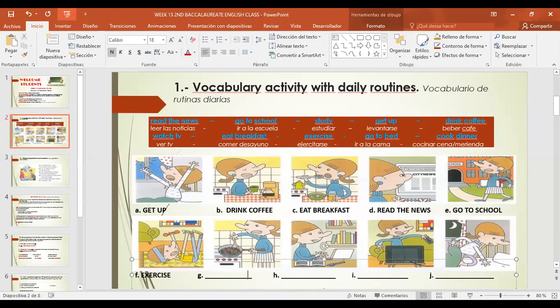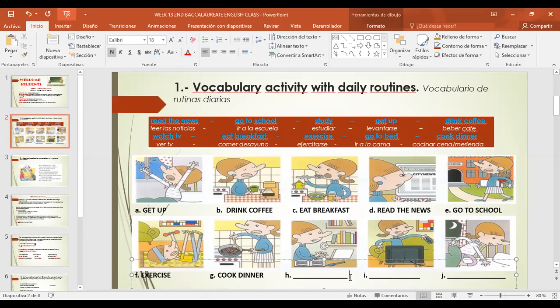Okay, look at the picture. What is the action? What is the routine that lady is doing? ¿Qué actividad está haciendo esa dama? A ver. ¿Cuál sería? Ajá, a ver, repita que está muy bien. Cook dinner. That's right. Cook dinner. Entonces, hacer la merienda o la cena, algunos sofisticados dicen por allí. No está mal, pero está bien.